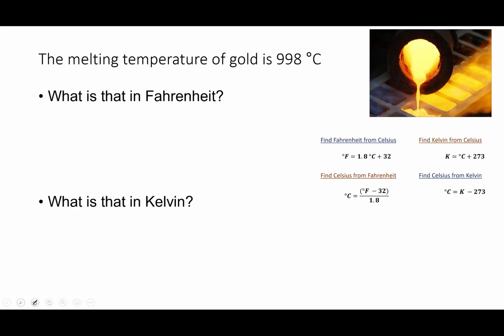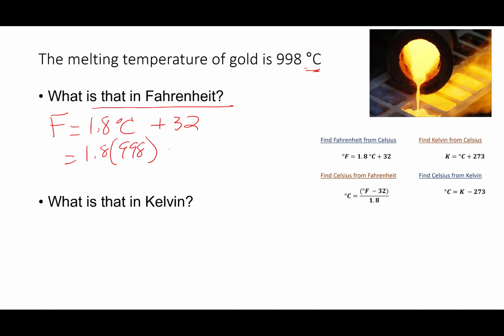So here's what I'm going to ask you to do. Try this one, hit pause, do this all by yourself, and then I'm going to go through at warp speed, and we'll see if you got it right. Okay, what is this in Fahrenheit? I know Celsius, so Fahrenheit is going to be 1.8 times degrees Celsius plus 32. So 1.8 times 998 plus 32.